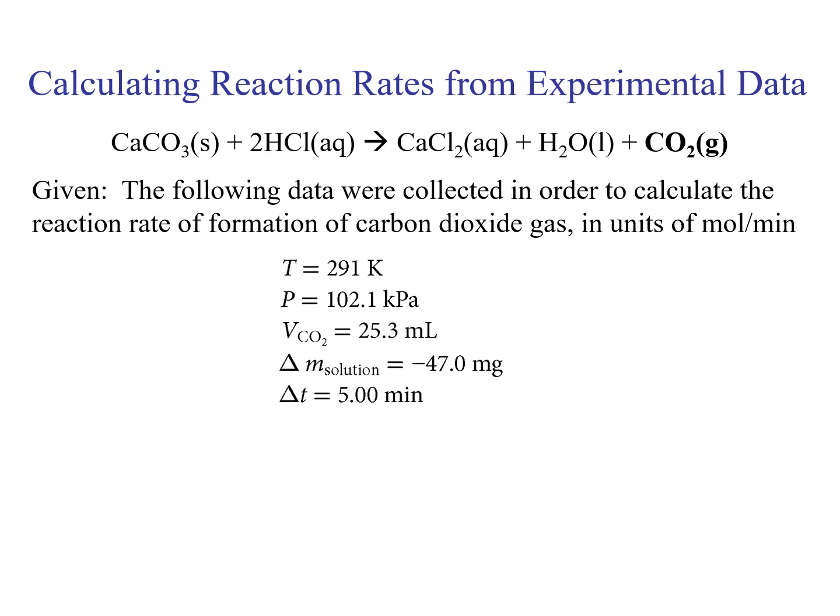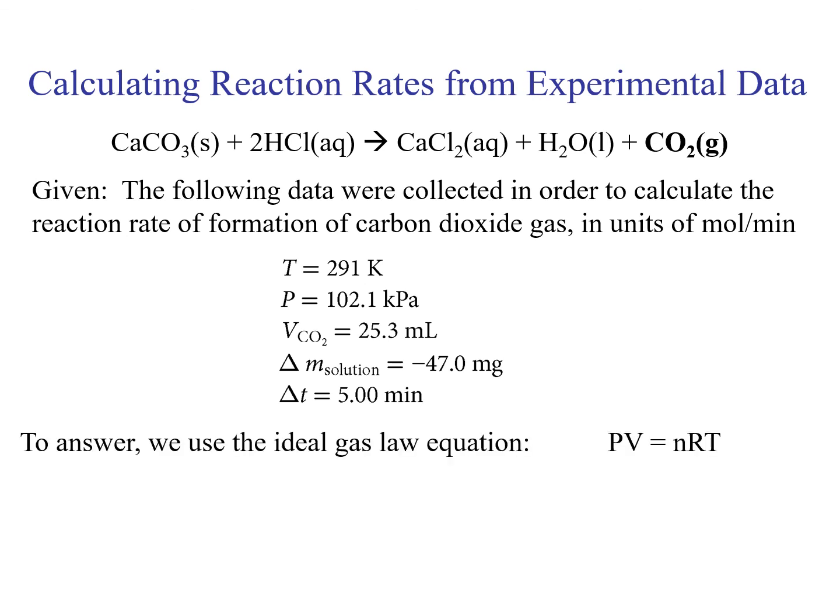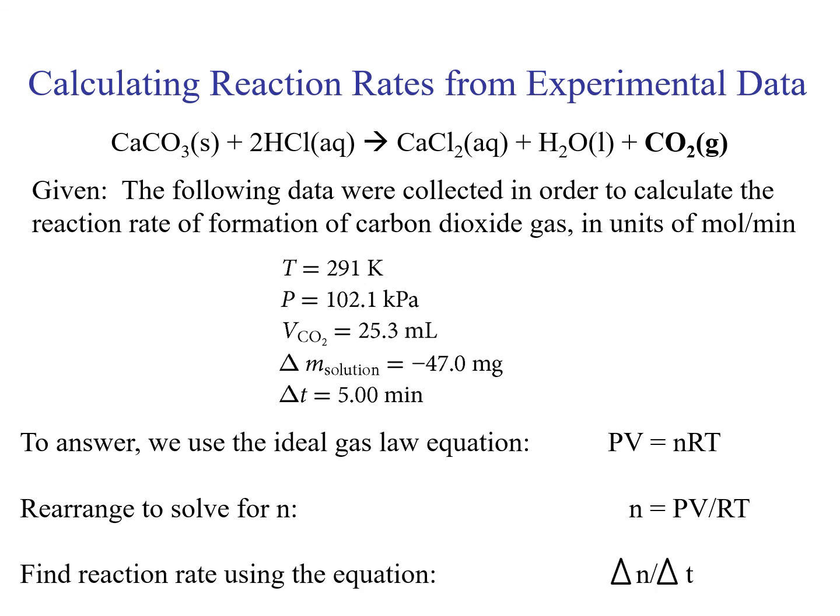From last semester, we learned how to use the ideal gas law. If you remember, the equation is PV equals nRT, where P is pressure in kilopascals, V is volume in liters, n is number of moles, R is the gas constant of 8.314 kilopascal liters per mole Kelvin, and T is temperature in Kelvin. But we need to solve for number of moles. So we rearrange the equation to get n equals PV divided by RT. And we can use that information then to calculate the rate of reaction by dividing the change in the number of moles by the change in time.